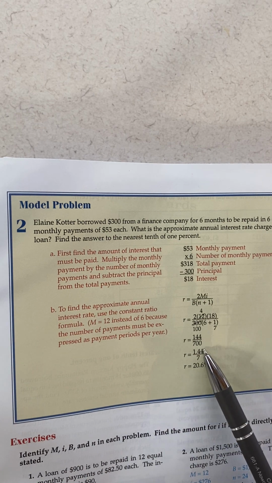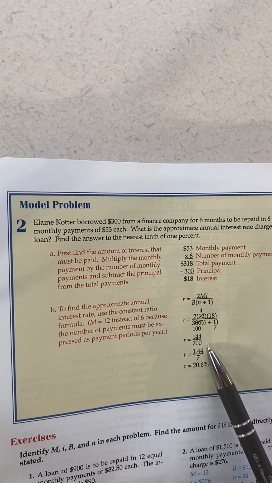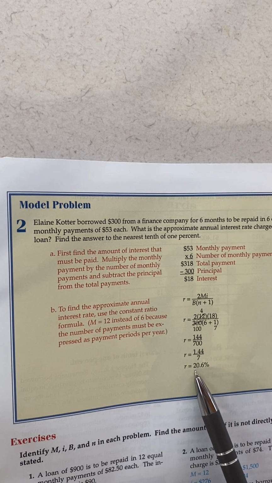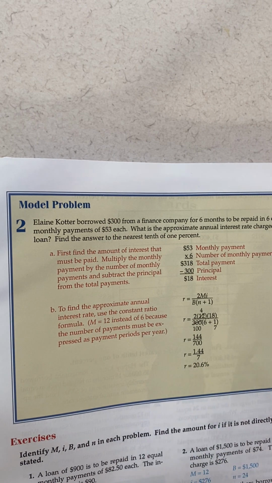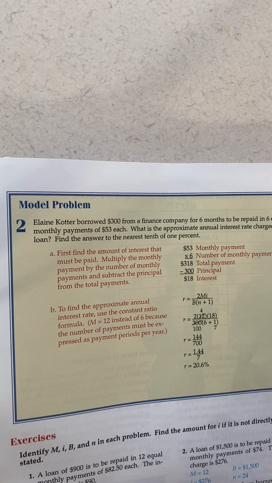And so we can reduce this to 1.44 over 7, or we can just divide this out and we'll get 0.206, and then you can change that to percent, 20.6%. See how easy that is? It's not going to be so hard if you just do it. Plug your numbers into what they represent, and you'll get the answer.